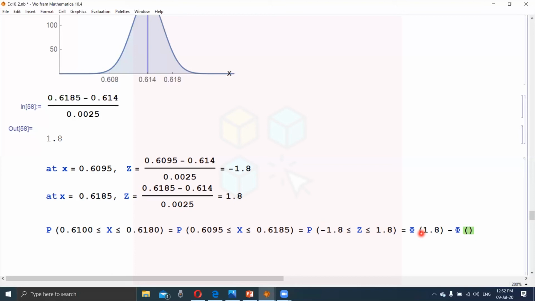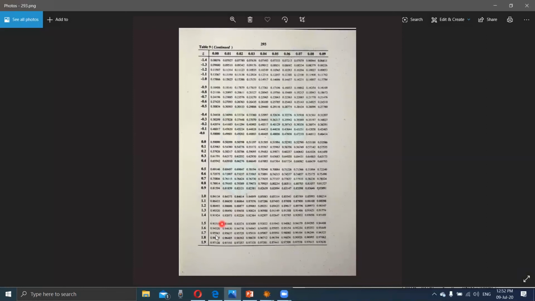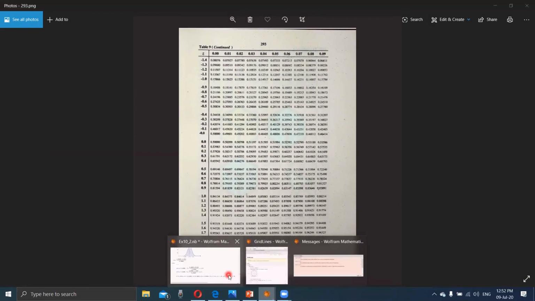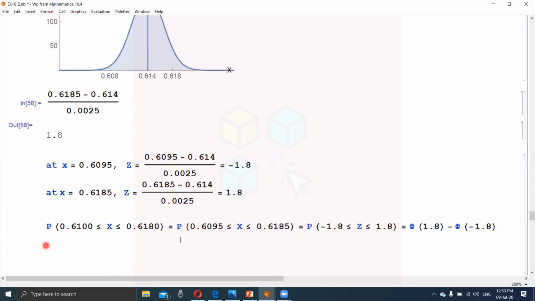So from the table values, we can substitute the results in it, and from the table we will see the results. Okay, 1.8 against the 0 is 0.96407. Okay, we will substitute its result under the new line, 0.96407, and now we will locate minus 1.8 in the table.